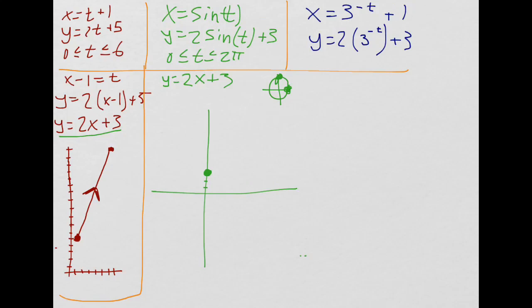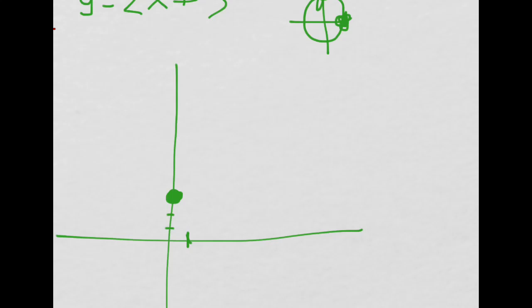So substitute those values in. X equals 1, and so we're now at an x value of 1. And y is going to equal, since sine is equal to 1 at pi over 2, 2 times 1 is 2, plus 3 is 5. So I'm going to go up to 1, 2, 3, 4, 5. So I'm just going up 2.